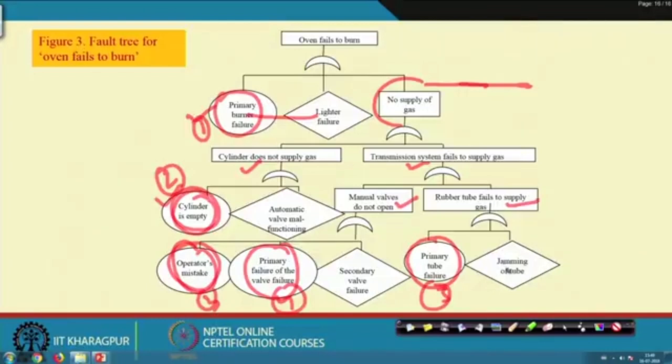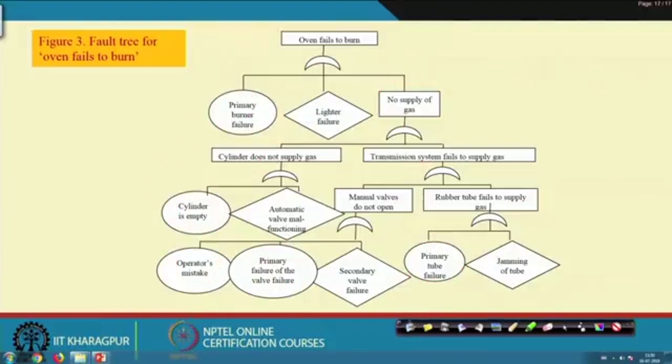Jamming of tube, then why jamming of tube? You have not explored it further, so that is why you are putting it under secondary failure. Secondary failure means something to be explored further. In this manner, the fault tree will be constructed.